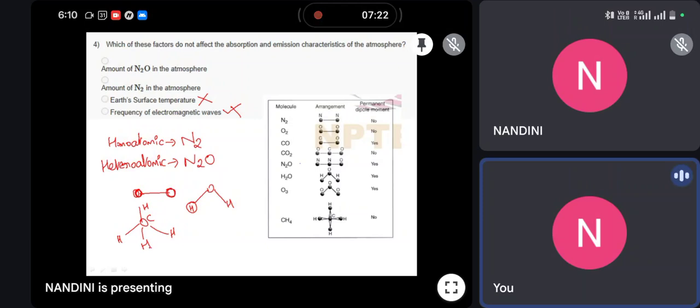So in the atmosphere, these molecules are in gas phase, and they generally move, they rotate about an axis, or they vibrate like masses on springs.